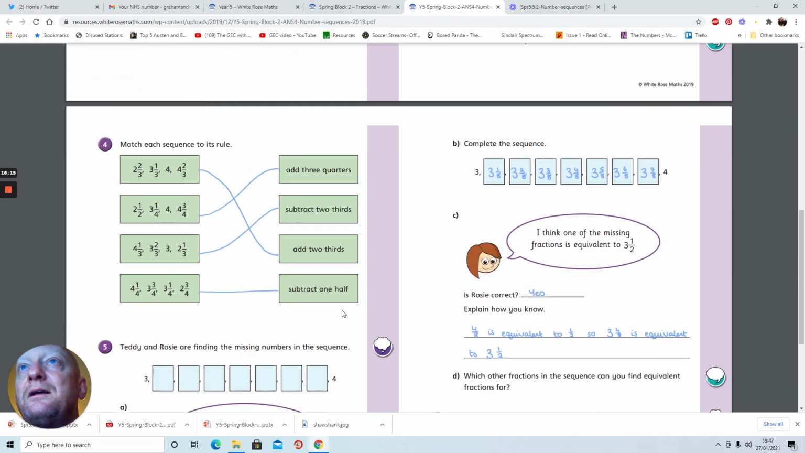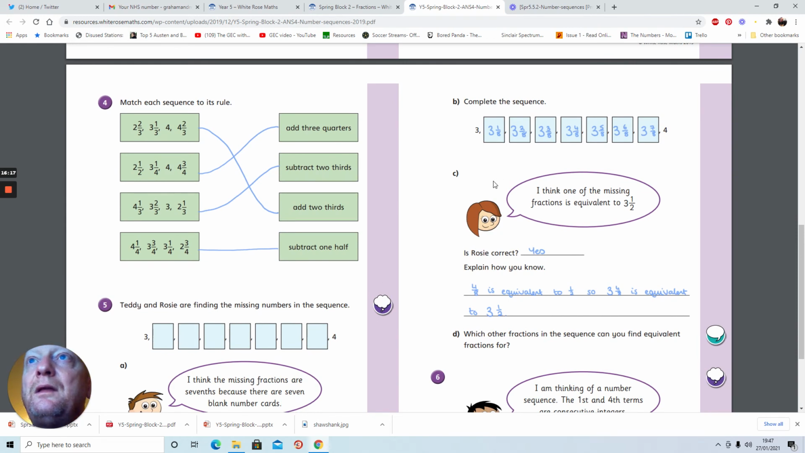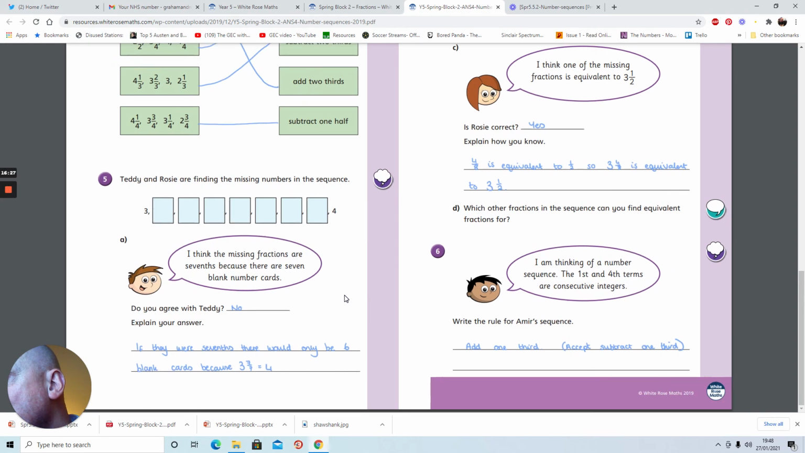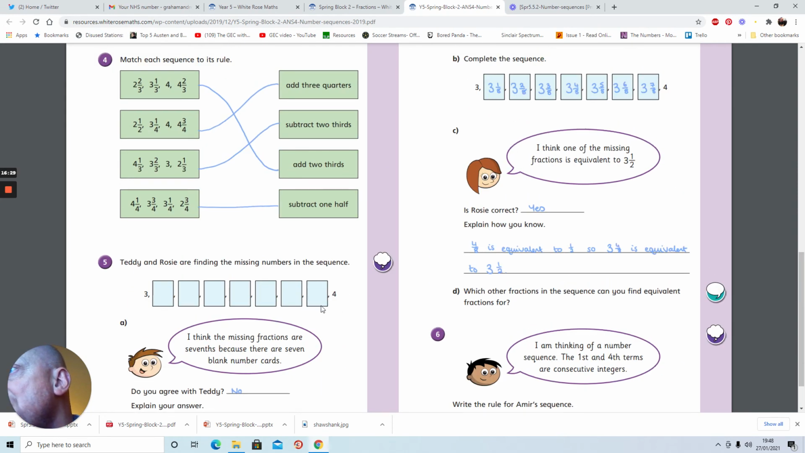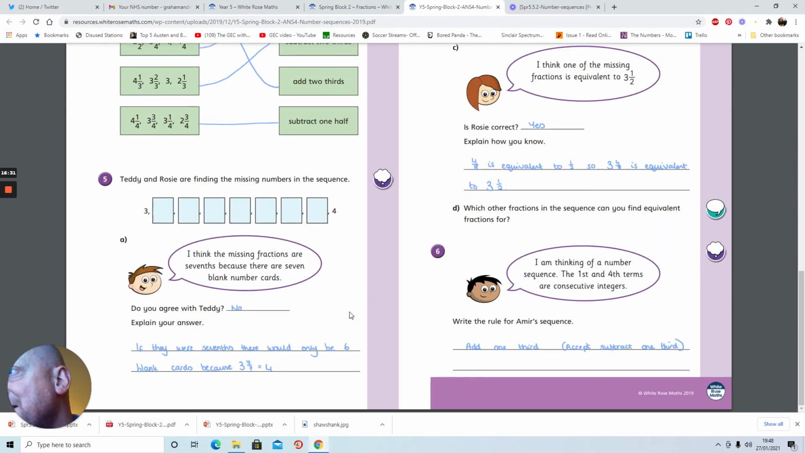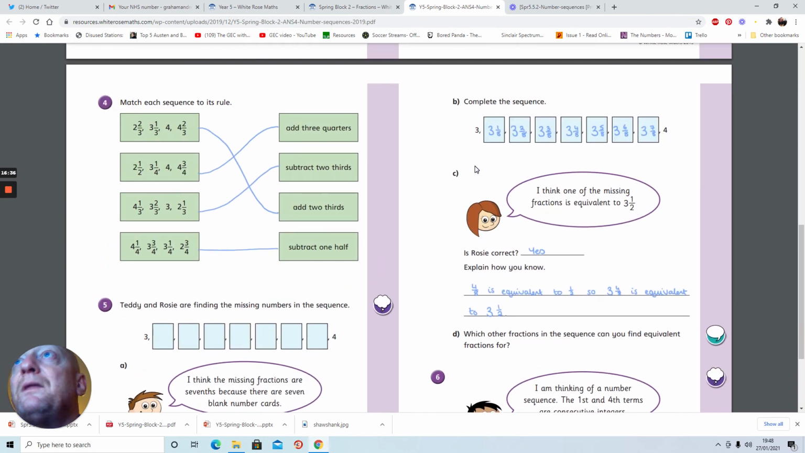Right, complete this sequence. So what we have to do is go 1, 2, 3, 4, 5, 6, 7. So if we look at this, we know that because of what Teddy has said, it's not 7ths between there. We know it has to be 8ths. So if we go 3, 3 and 1/8, 3 and 2/8, 3 and 3/8, 3 and 4/8, 3 and 5/8, 3 and 6/8, 3 and 7/8, 3 and 8/8, or 4.